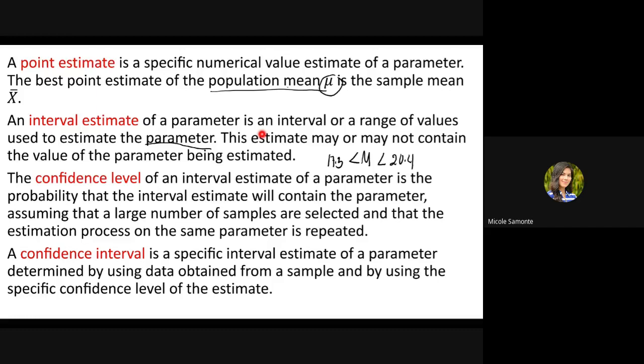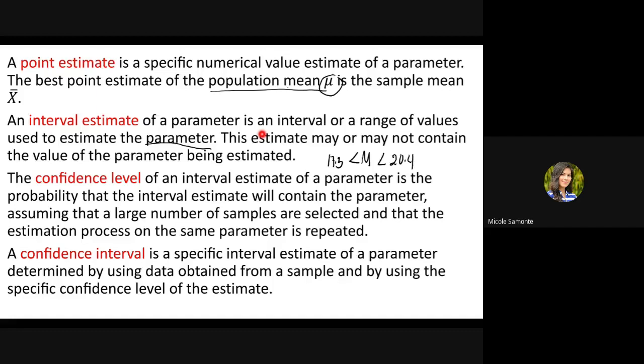Okay? The next one is the confidence level. I know this one is not new to you kasi na-explain na ito doon sa research 1 natin. Pero I'll try to explain pa them. The confidence level of an interval estimate of a parameter is the probability that the interval estimate will contain the parameter, assuming that a large number of samples are selected and that the estimation process on the same parameter is repeated. Marami ang nalilito sa pagkakaiba ng confidence level sa confidence interval.